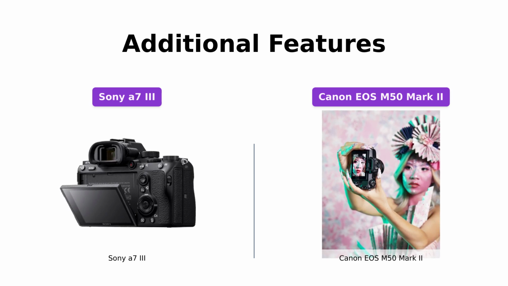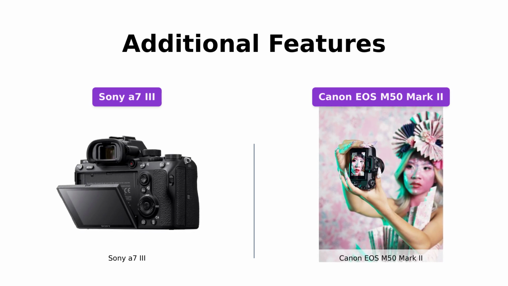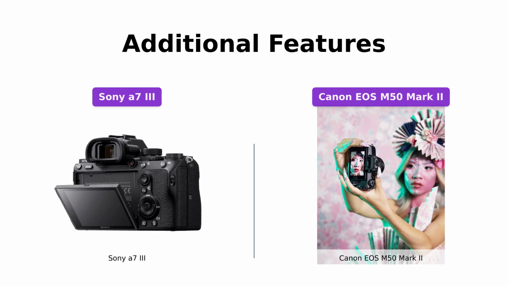On the other hand, the Canon EOS M50 Mark E comes with built-in Wi-Fi and Bluetooth technology, making it convenient to transfer and share your images. It even includes a combination tripod grip and a stereo microphone for high-quality audio recording.